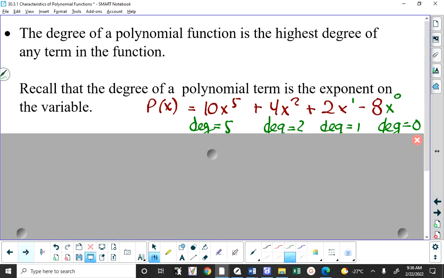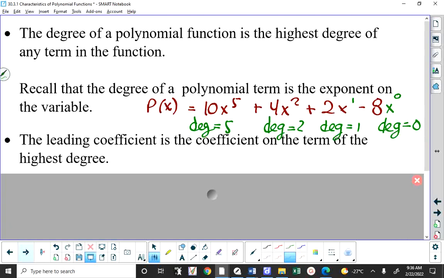Degree is just a weird word that we use in this context to mean exponent. So if you look at the top line, the degree of the polynomial function is the highest degree of any term. That means this polynomial function is a degree 5 polynomial function. Okay? It's the highest degree. The leading coefficient is the coefficient on the term of the highest degree. So this would be degree 5.